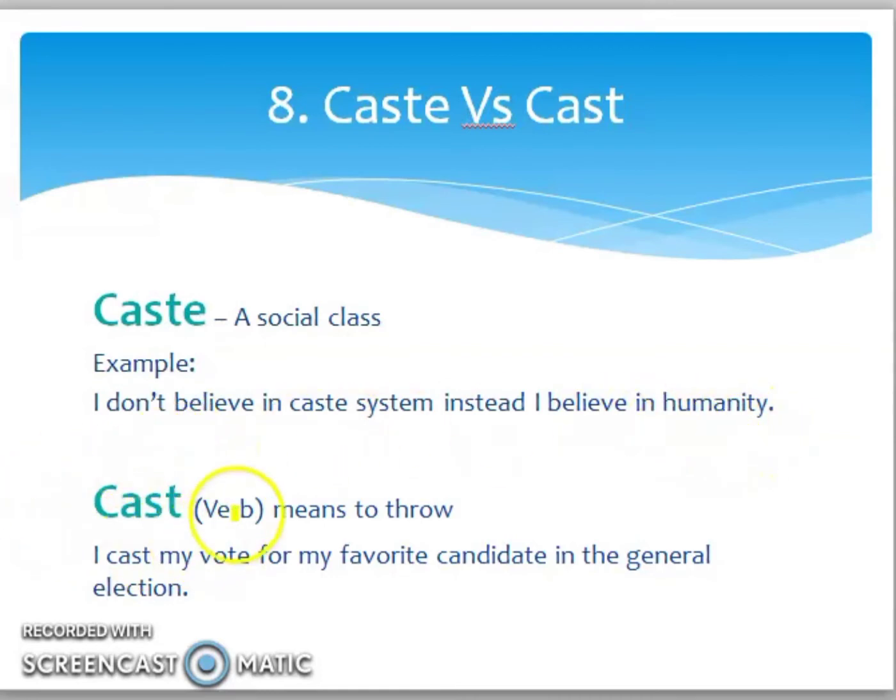The second word, cast, as a verb means to throw. I cast my vote for my favorite candidate in the general election. So cast, like television broadcast, casting a vote, casting a spell, and so on.